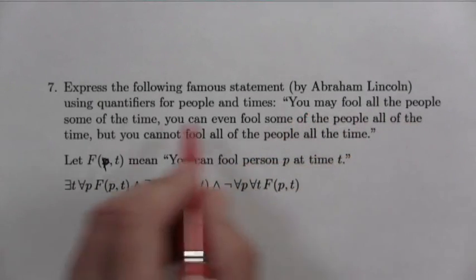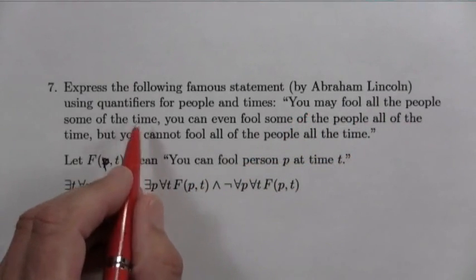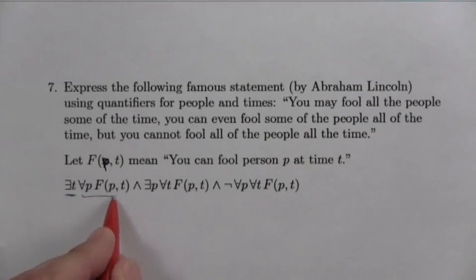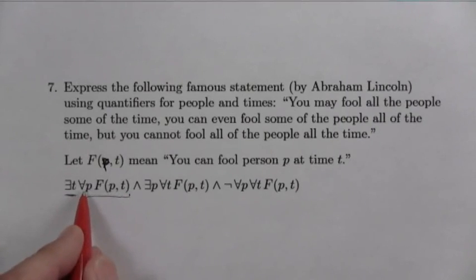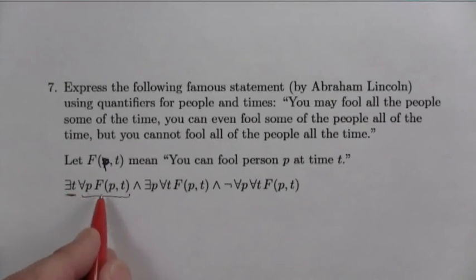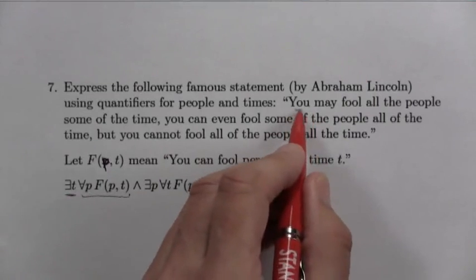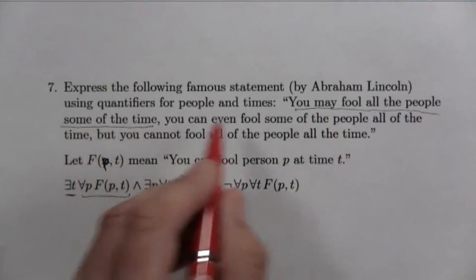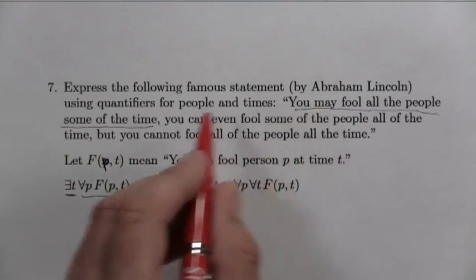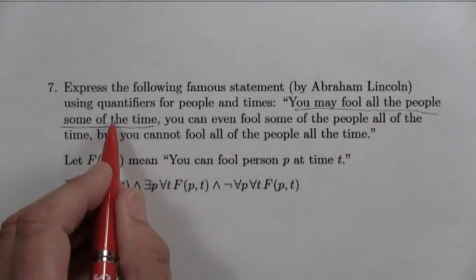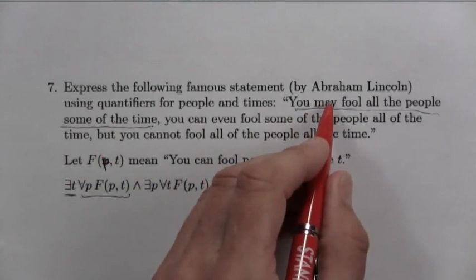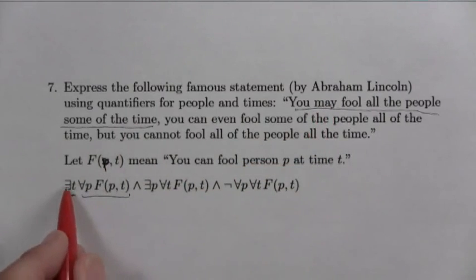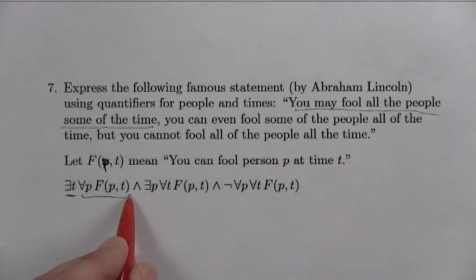You may fool all the people some of the time. That means there are some times when you can fool all of the people. The point is, taking this clause, the people depend on the time. So we have to say there are some times when you can fool all of the people.